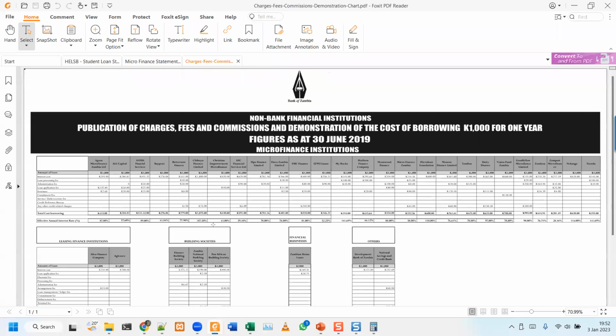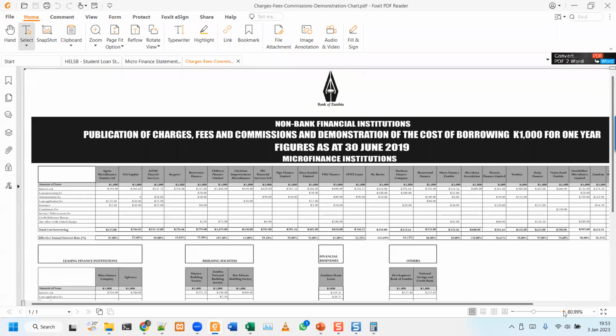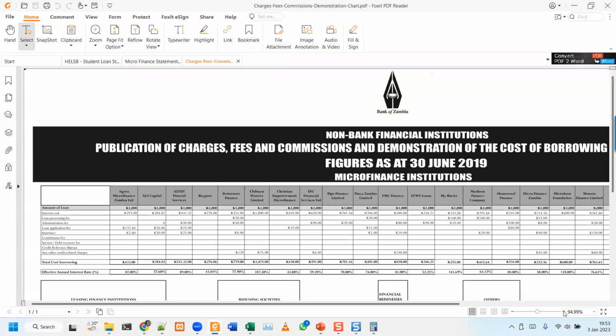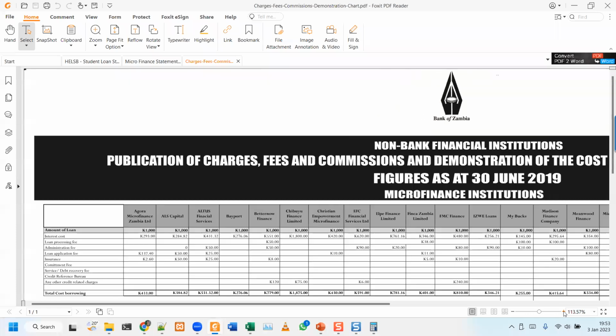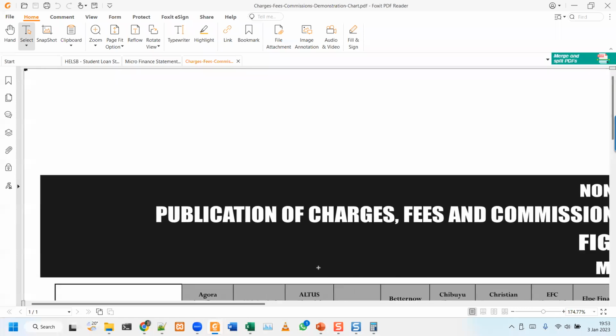So Bank of Zambia consolidated all charges, fees, commissions, and even demonstrated how much it would cost to borrow 1,000 kwacha for 1 year across all these microfinances or non-bank financial institutions, and showing all those things. This is very, very good data. So let's start by looking at the typical charges, because these sometimes can be very funny. So I'll try to zoom in until we can start to see these things.